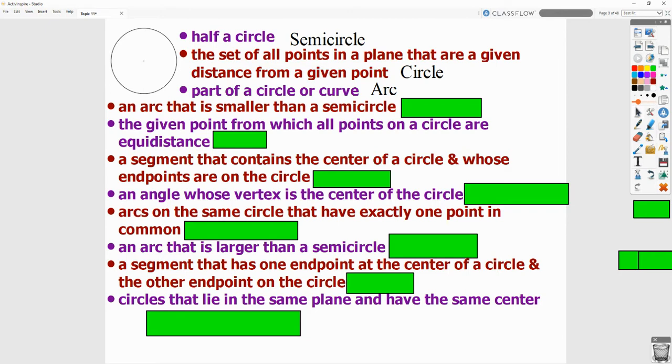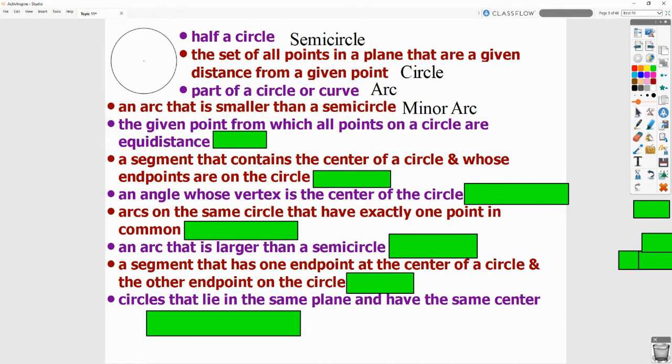In simple terms, it would be a little piece, a little chunk of the outside edge of a circle. If you have an arc that is smaller than a semicircle, that would be called a minor arc. So minor arc, down at the bottom of your page, is an arc that is smaller than a semicircle.